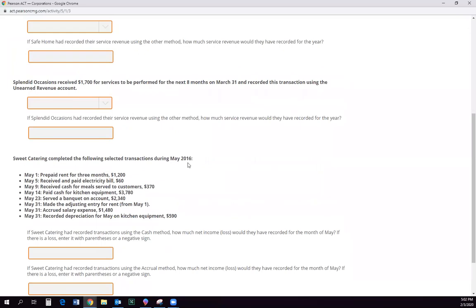Splendid Occasions received $1,700 for services to be performed for the next 8 months on March 31st, and recorded this transaction using the unearned revenue account. So again, unearned revenue is an account that only gets used on an accrual basis, and that's because under a cash basis, we would just record it all as revenue when we got the cash. So this is accrual. And then it says, if Splendid Occasions had recorded their service revenue using the other method, how much service revenue would they have recorded for the year? And the answer is the whole $1,700 that they received, because that's what you do in a cash basis.